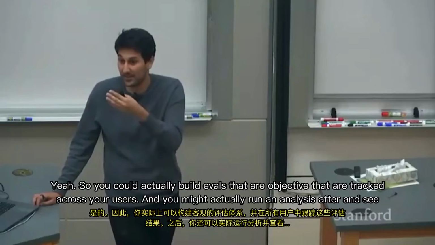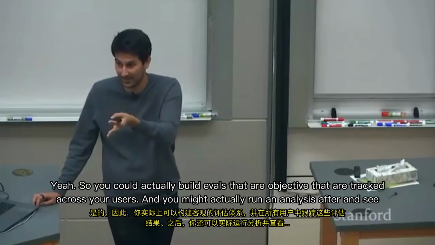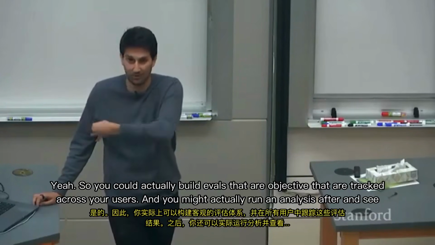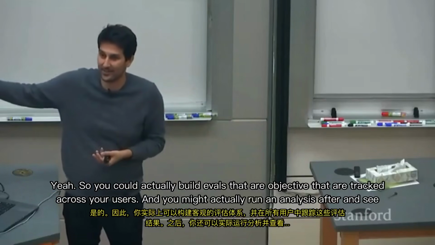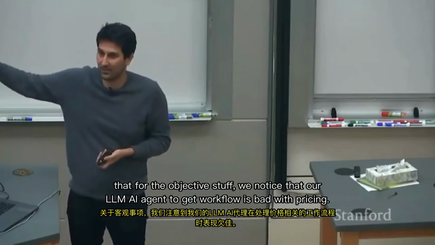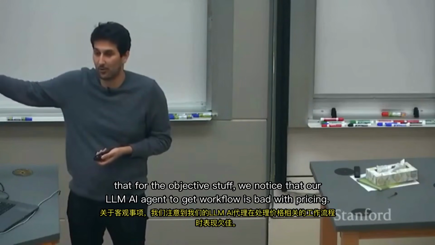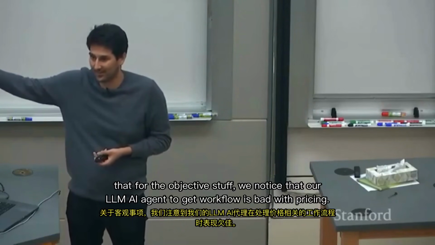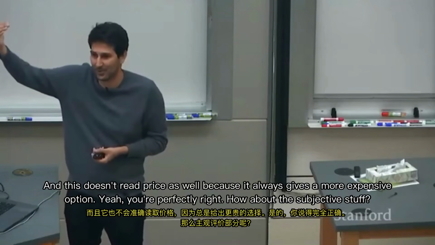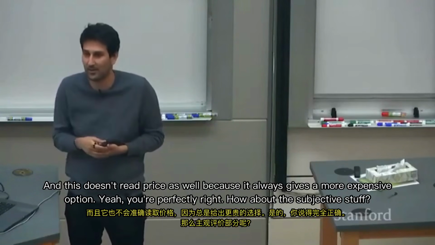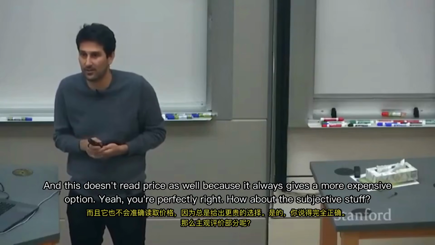Yeah, so you could actually build evals that are objective, that are tracked across your users. And you might run an analysis after and see that for the objective stuff, we notice that our LLM agentic AI workflow is bad with pricing. It just doesn't read prices well because it always gives a more expensive option. Yeah, you're perfectly right. How about the subjective stuff?